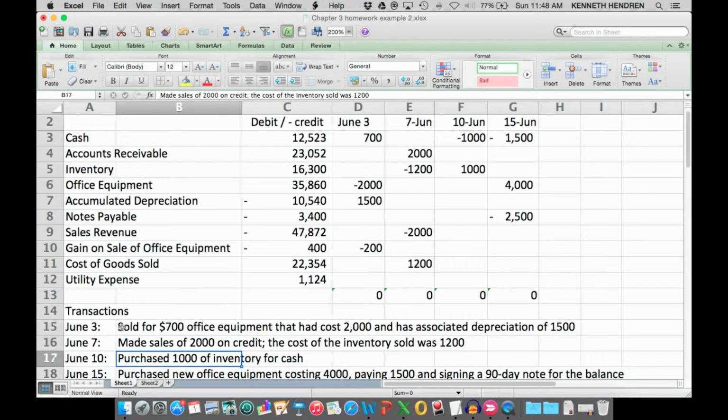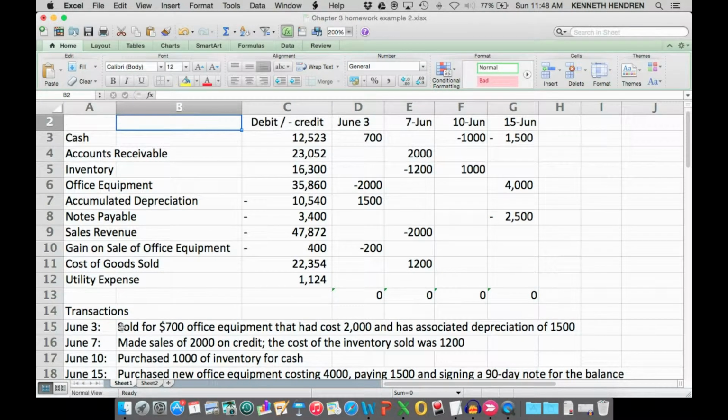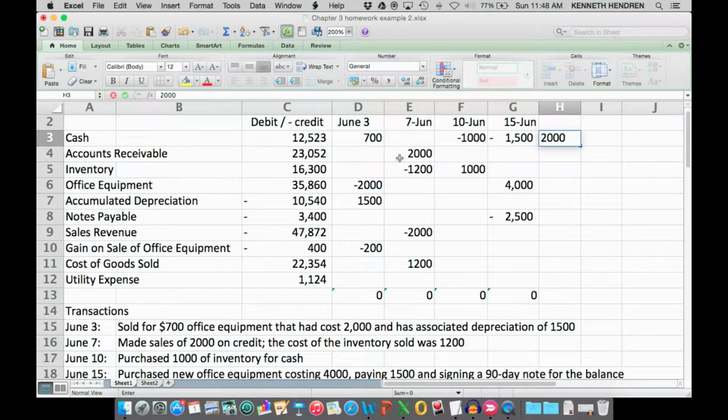All right, June 15th. Now, June 16th, we received a check for the June 7th credit sale. So we had a check, so our cash goes up by $2,000, right? And accounts receivable goes down by $2,000 because we got the cash. Okay, and that was June 16th.